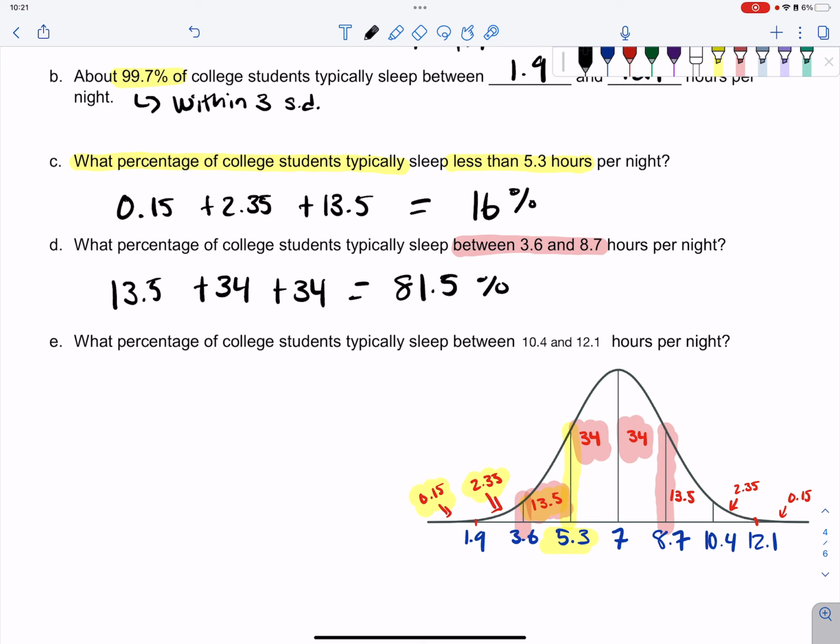And then lastly, we want to know what percent of college students typically sleep between 10.4 and 12.1 hours per night. So we have our 10.4 and the 12.1. Those are right next to each other on here. So it's just one region, which is 2.35. So we have 2.35% of college students sleep between 10.4 and 12.1 hours each night.